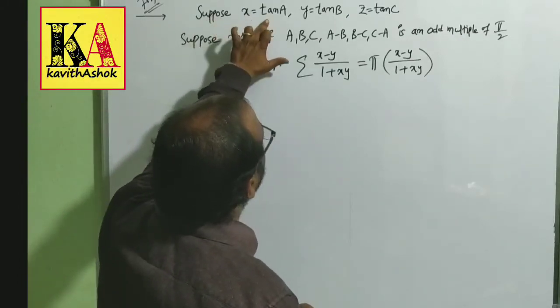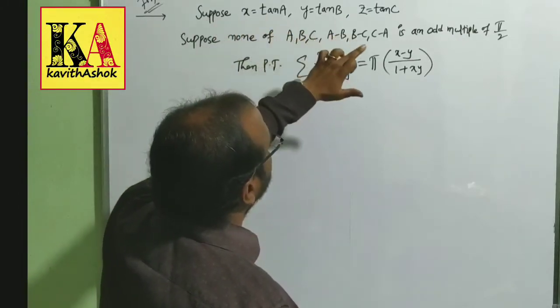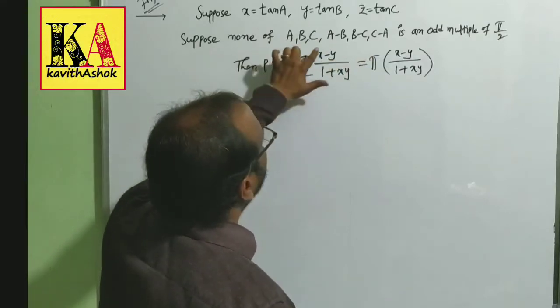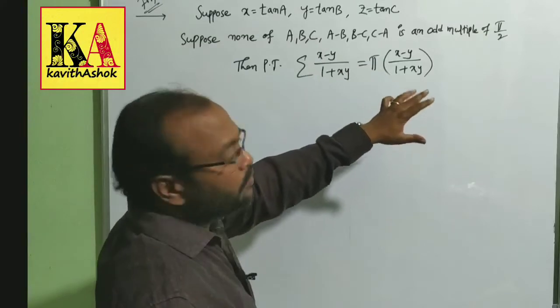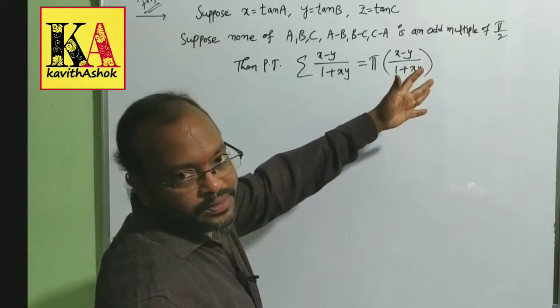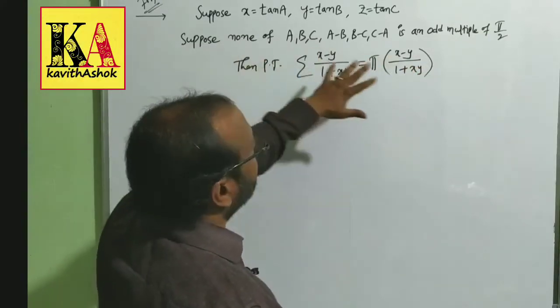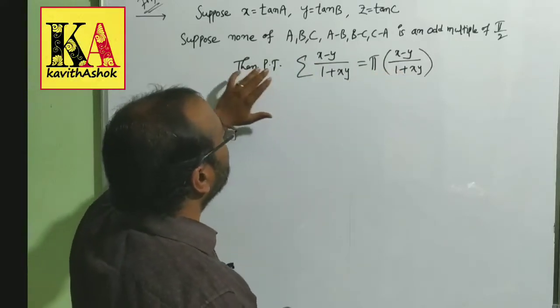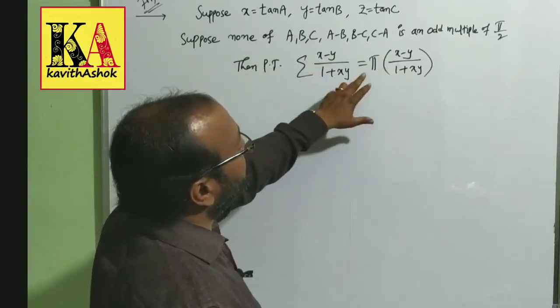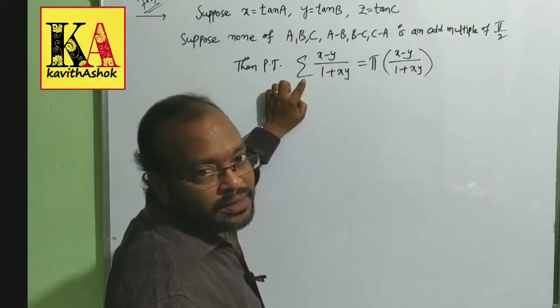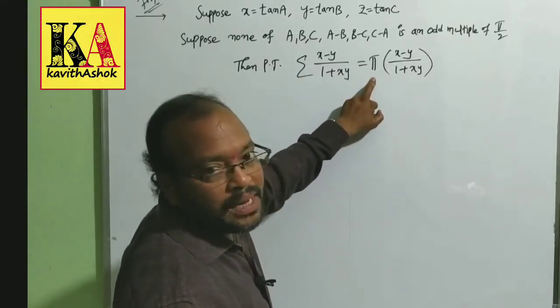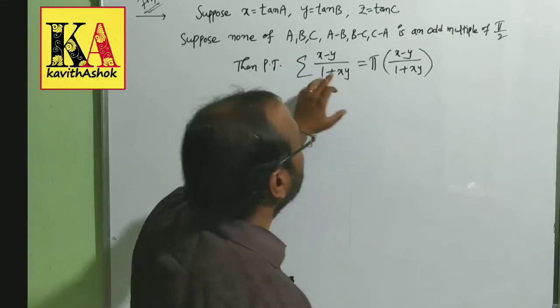Right, one more 7 marks question. Suppose x is equal to tan A, y is equal to tan B, z is equal to tan C, and none of A, B, C and A minus B, B minus C, C minus A is an odd multiple of pi by 2. If it is an odd multiple of pi by 2, we can get infinite. So that's why none of them is an odd multiple of pi by 2. Then prove that the summation of this one is equal to the product of this one. Sigma is the symbolic form for the summation, pi is the symbolic form for the product. So now we will solve like this.